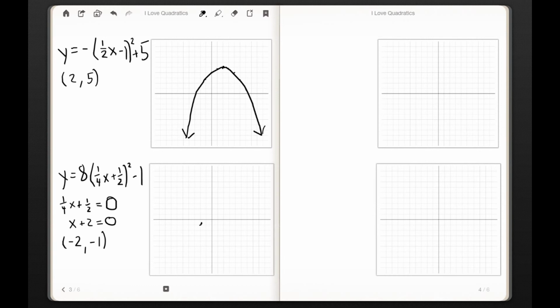Now, what is our a going to be? How much are we increasing by? Well, 8 is positive, 1/4 is positive, so we know it's going to be a positive number, which means the parabola is going to be curving upward.